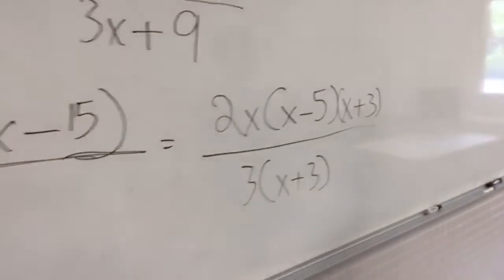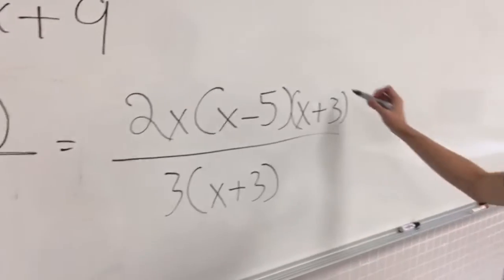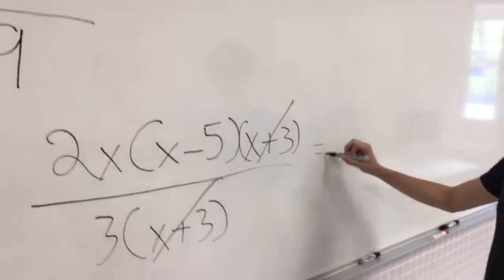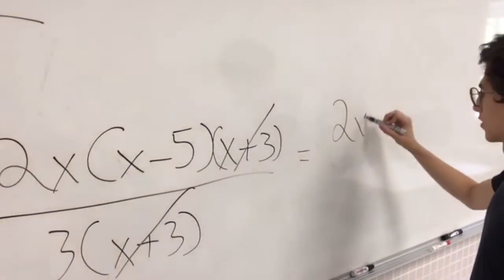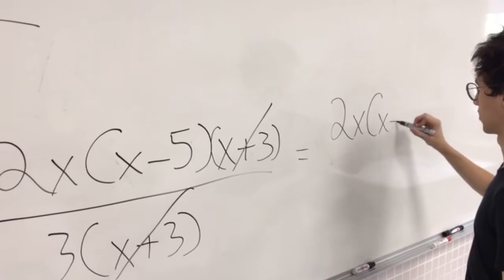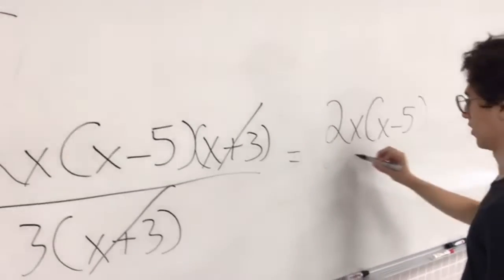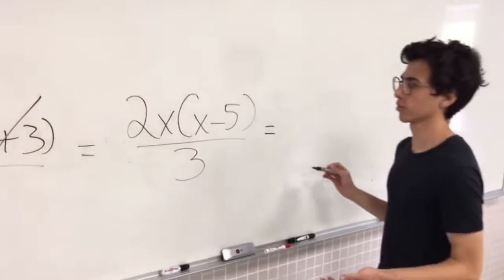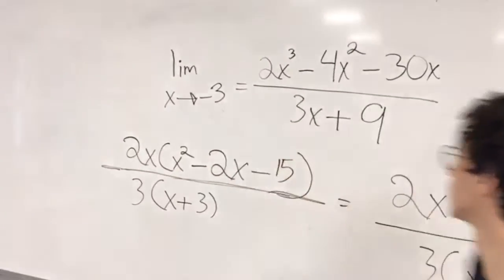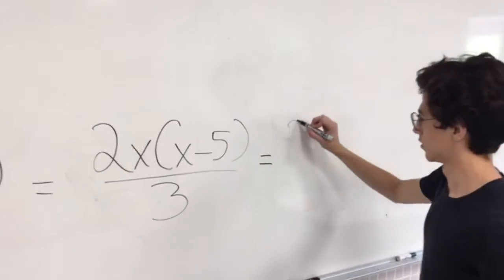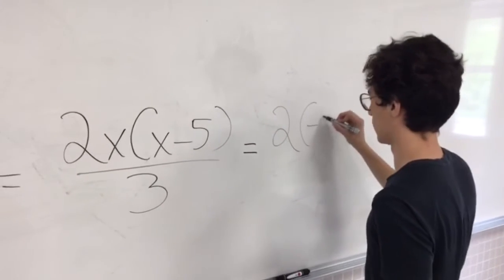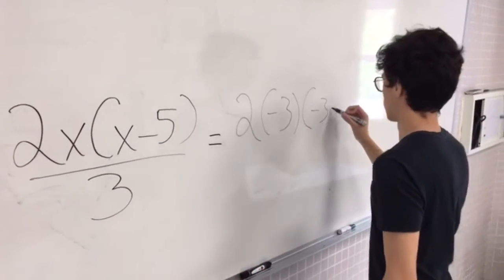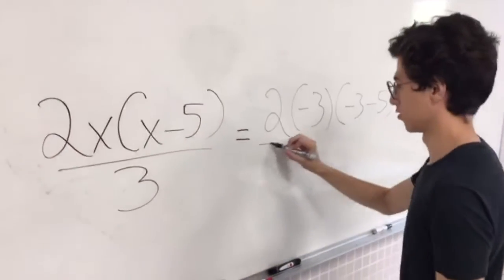And now what we logically do is cancel out these binomials, and then we get 2x, x minus 5, and a 3. Now that we cannot simplify any further, we're going to plug in this minus 3. Alright? So we're going to do 2 times minus 3, parentheses minus 3 minus 5, over 3.